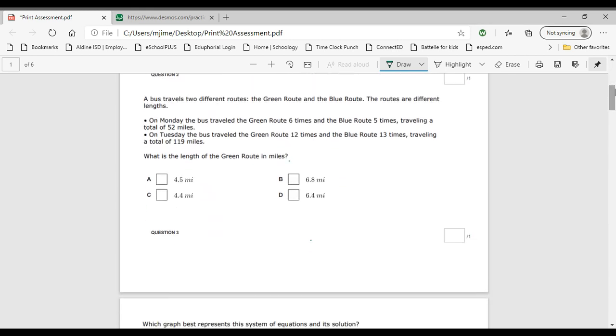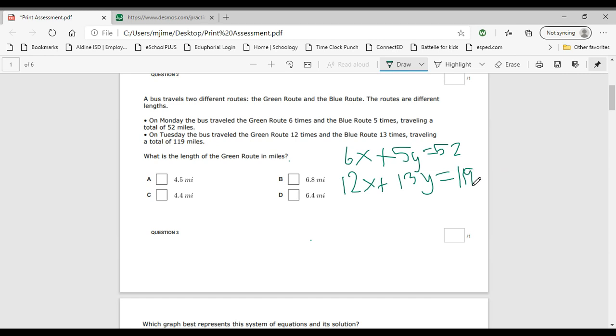All right, this one right here, bus travels 2 different routes. Green is X, blue is Y. And then write the equations. On Monday, it was 6 times on the green, so 6X, plus 5 on the blue equals 52 total. And then the next day, on Tuesday, it was 12X plus 13Y, and it was 119.